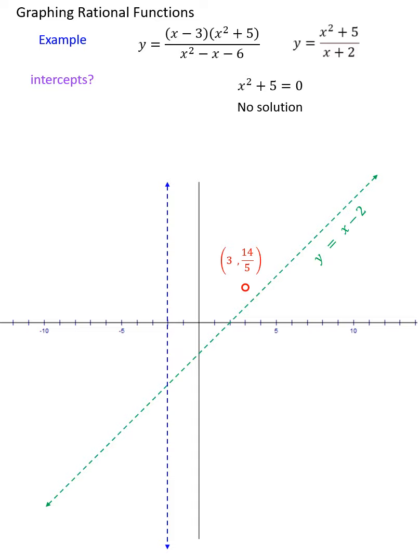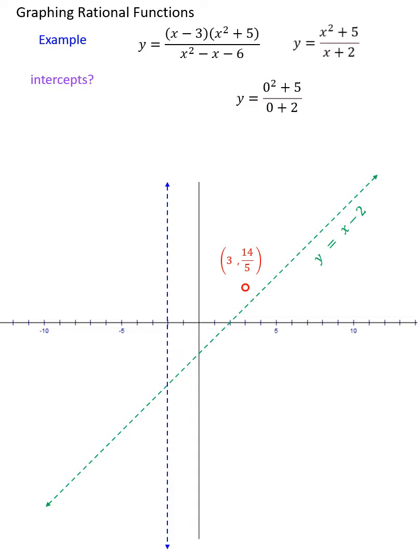You don't need formal algebra to see this. The only way x squared plus 5 could equal 0 is if x squared were negative 5. But a real number squared can't be negative 5. And since real numbers are all we're concerned with for graphing purposes, this equation has no solution. And therefore, there are no x-intercepts to this graph.